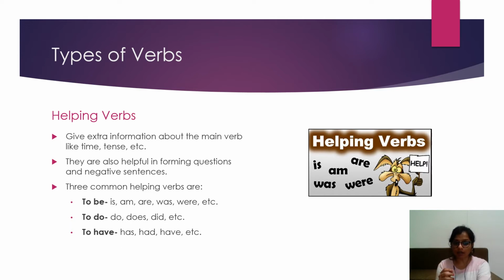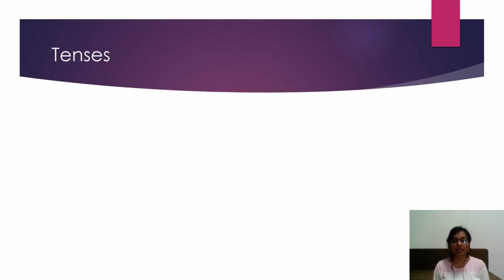First one is to be, second one is to do, and the last one is to have. I have also given various forms of these verbs based on the tenses. However, we will do a deep dive in further slides. I talked about tenses in my previous slides. Now, what are tenses?